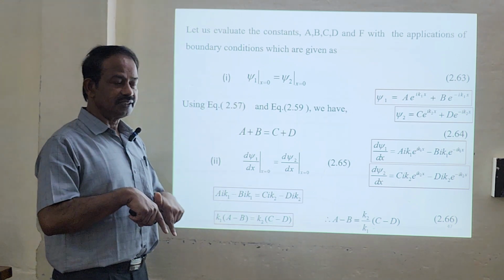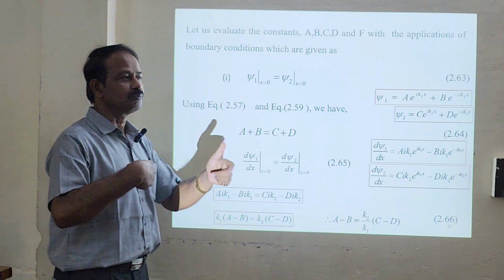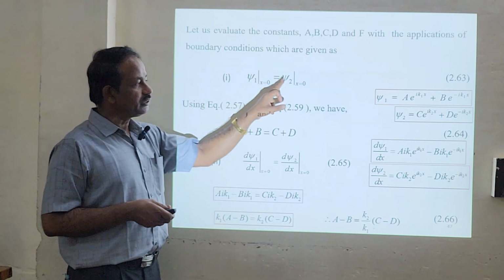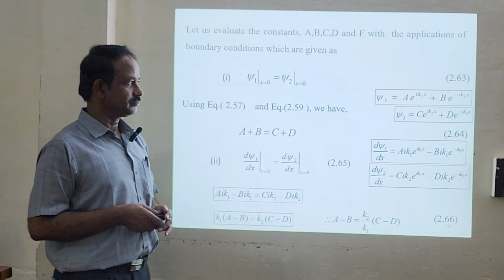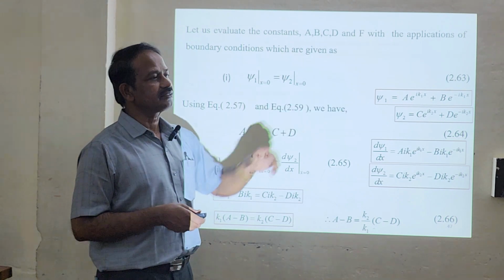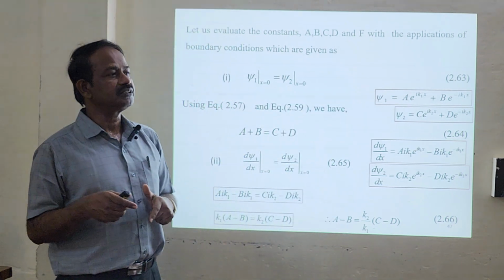Boundary condition, the first region: the wave function exactly at the boundary, at x equal to 0, on both sides. That is psi 1 equal to psi 2 at x equal to 0. So psi 1 is here, psi 2 is here. You substitute x equal to 0. So e power ikx, so e power 0.